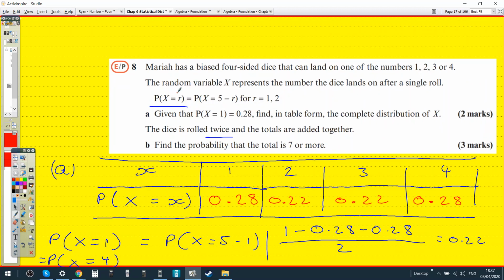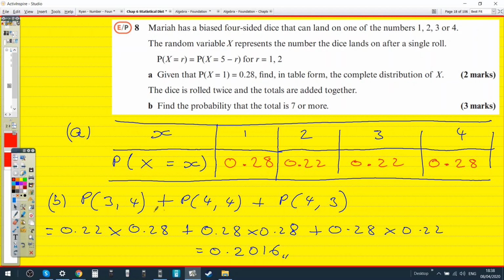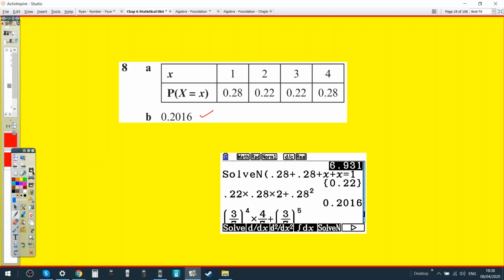So this was just a very fancy, elegant way of them saying that the probability of 1 and 4 are the same, and you do that by subbing it in. So you sub in 1 for R, and you get the probability that x is 1 is equal to the probability that x is 4. That holds true for 1, holds true for 2, and so 0.28, 0.28, 1 minus that, half it to get these two, and then you can use that by listing your successful outcomes to do B. Any questions there? No. Very good.